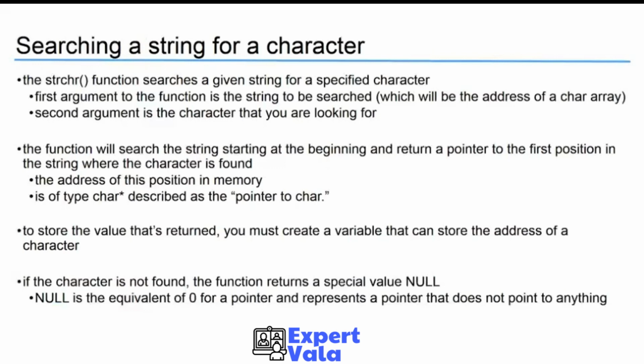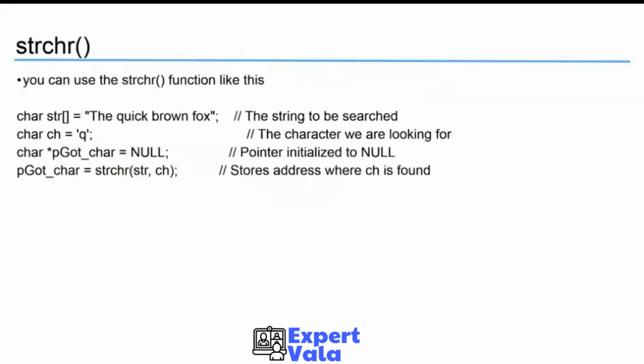So strchr, how you use it is this: you create a character string, and we initialize it here with "the quick brown fox". We then create a single character and initialize that with q. Then we create a pointer, because that's what is returned from strchr. That's what allows us to see where in that string we found a character. We initialize our pointer to null because right now it's not going to point to anything.